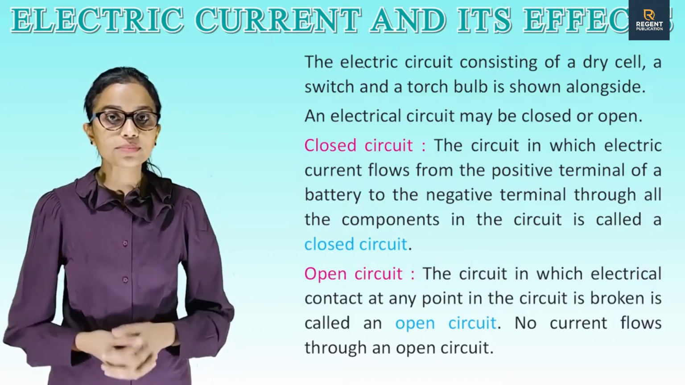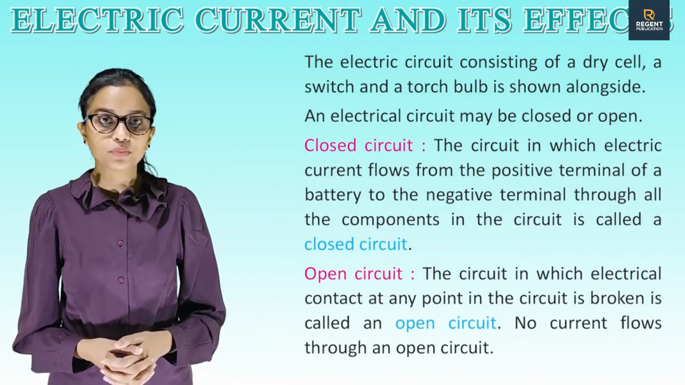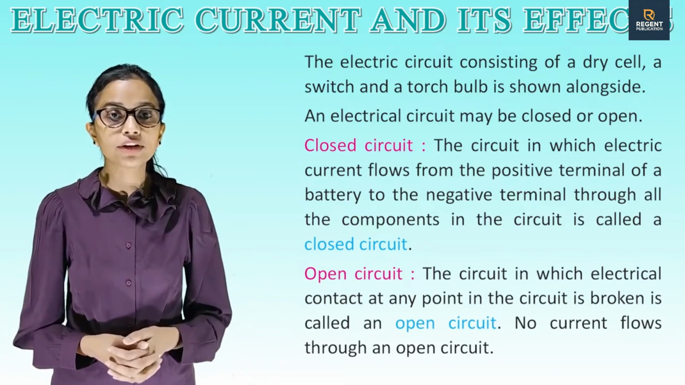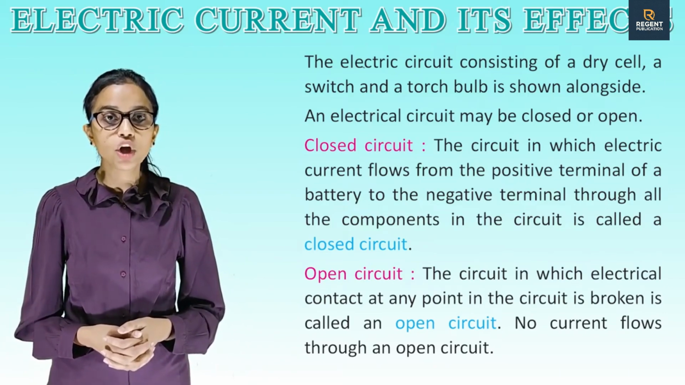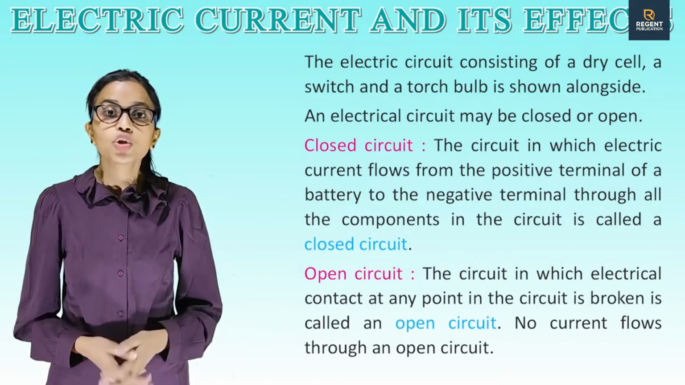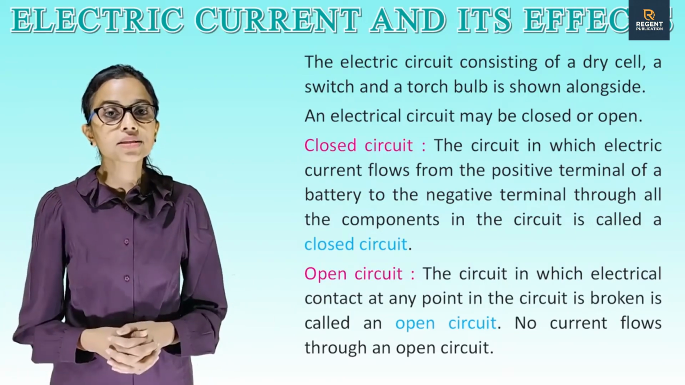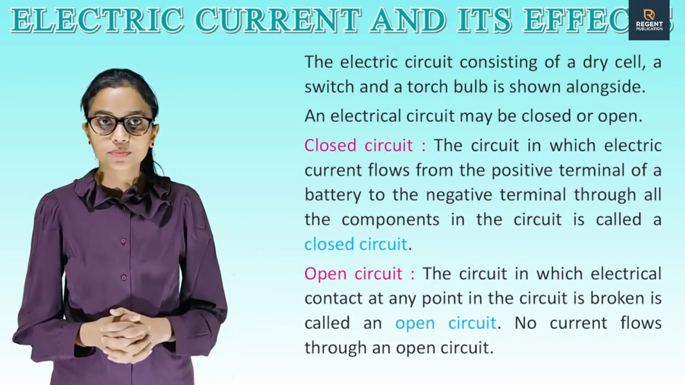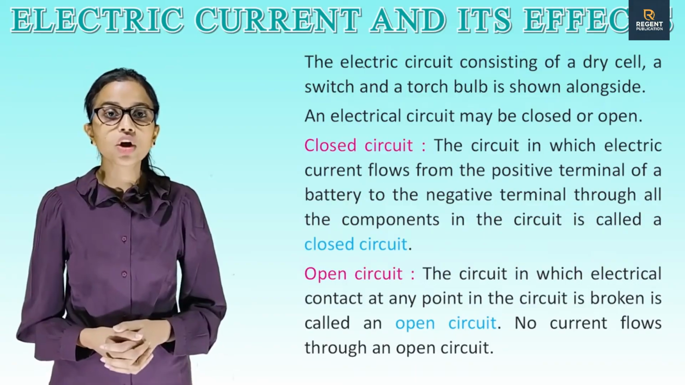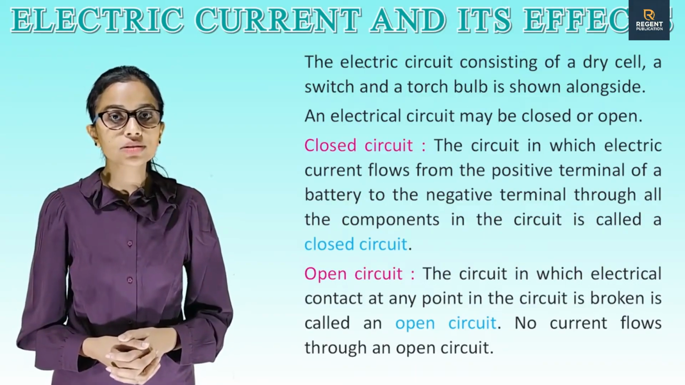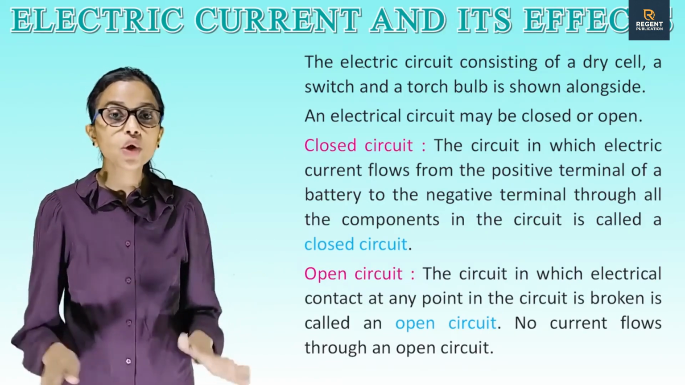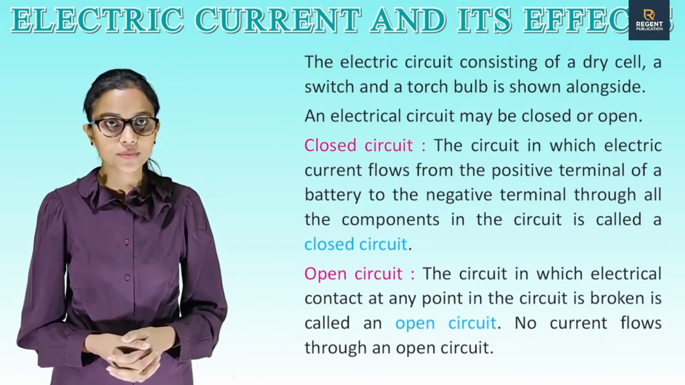An electric circuit may be closed or open. Closed circuit. The circuit in which electric current flows from the positive terminal of a battery to the negative terminal through all the components in the circuit is called a closed circuit. Open circuit. The circuit in which electrical contact at any point in the circuit is broken is called an open circuit. No current flows through an open circuit.